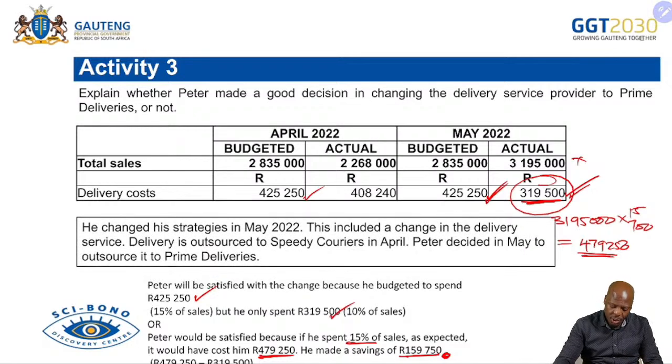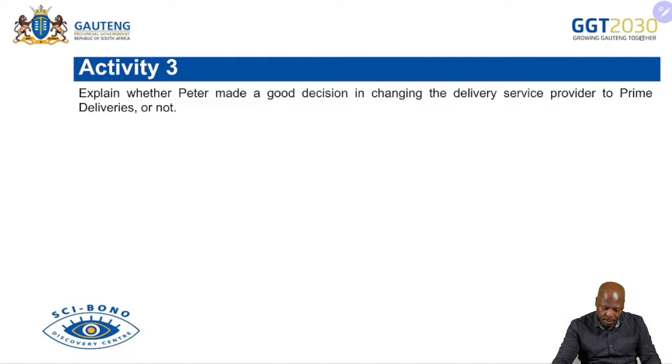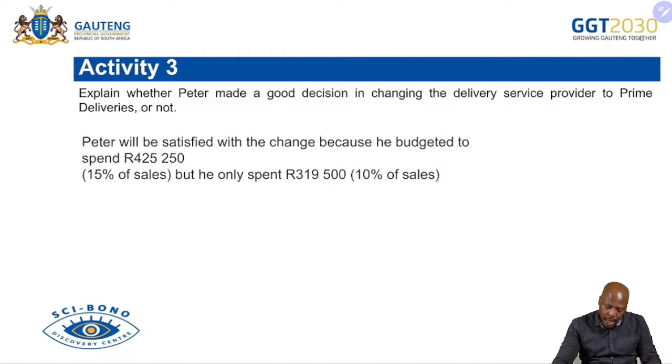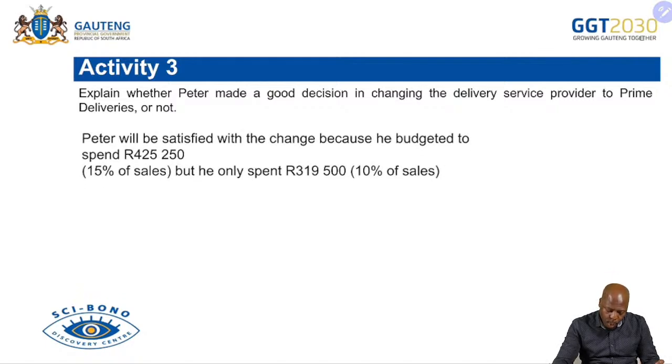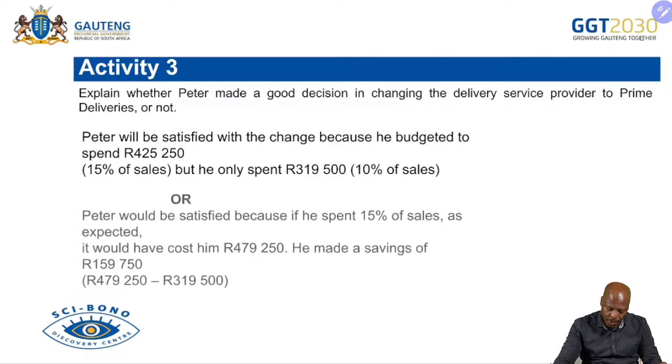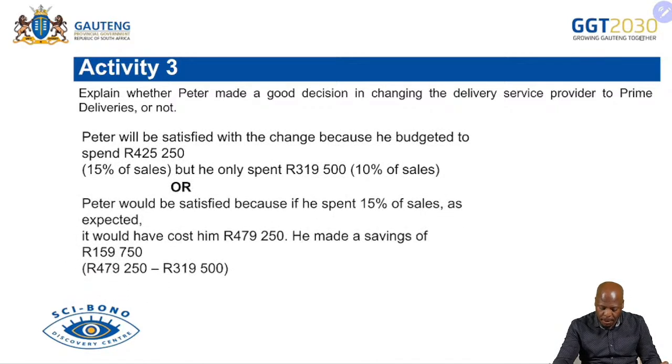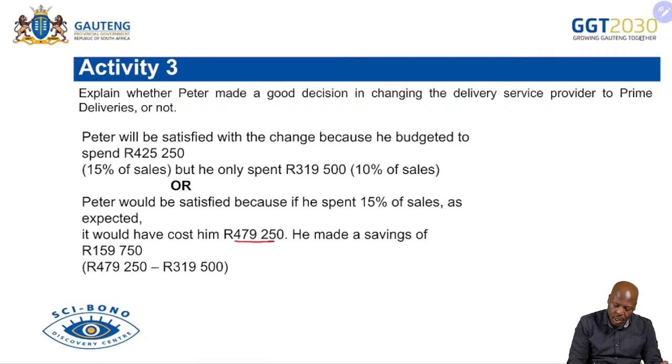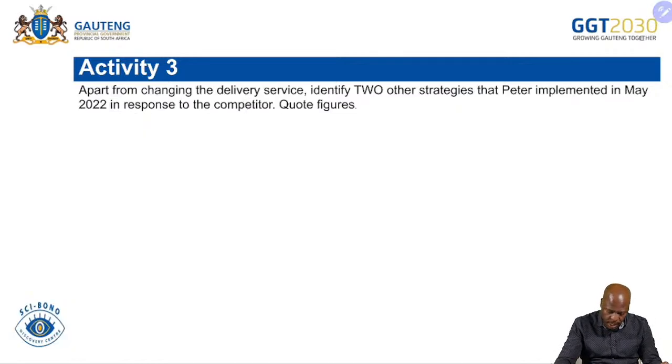Remember, he changed his strategy in the month of May. Okay. Now, here is more information. Peter will be satisfied with the change because he budgeted to spend, but he only spent that one of his sales, which is 10% of his sales. Or Peter will be satisfied because if he spent 15% of sales, it would have cost him this much, but he has now saved 159,750. Remember, I have already explained that aspect.